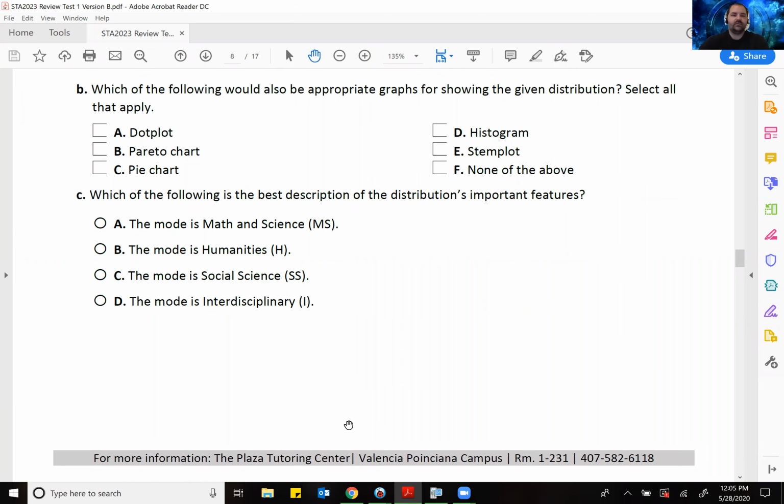C says, which of the following is the best description? The mode is math and science. The mode is humanities. The mode is social science. The mode is interdisciplinary. Social science. You got it, because that's the tallest bar. Okay.